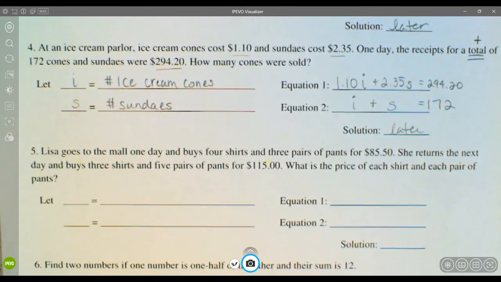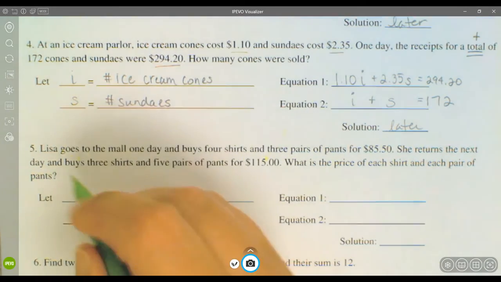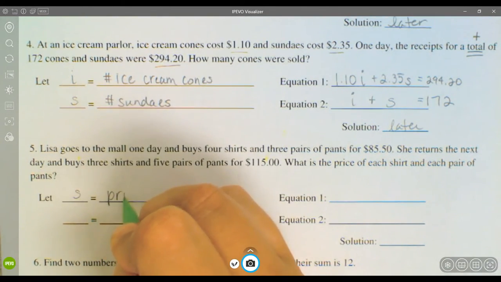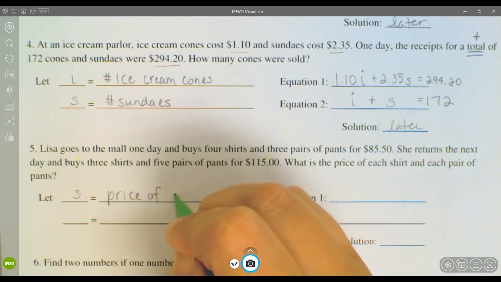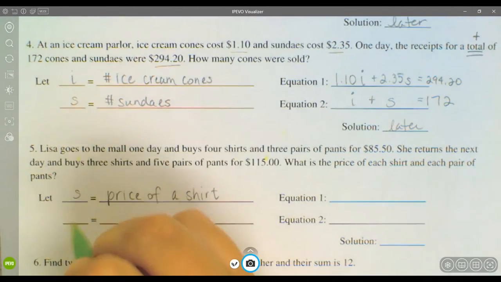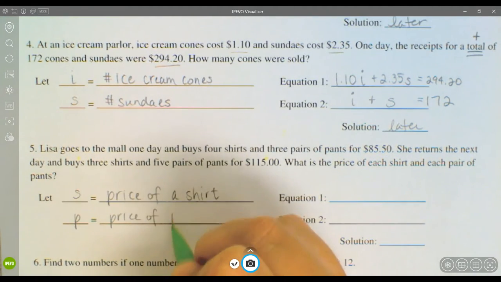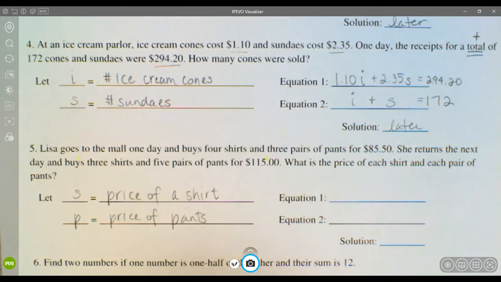All right. Lisa goes to the mall one day and buys 4 shirts and 3 pairs of pants for $85.50. She returns the next day and buys 3 shirts and 5 pairs of pants for $115. What is the price of each shirt and each pair of pants? So we want to know the price of a shirt, so we'll call it S. We want to know the price of a pair of pants.